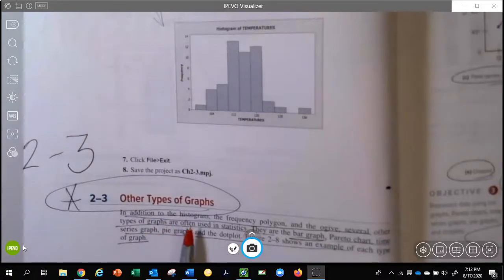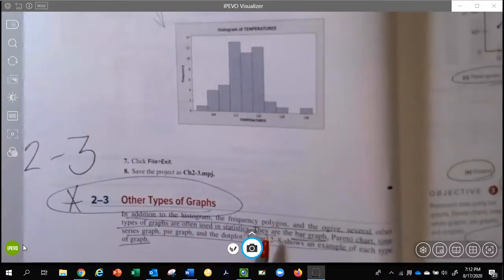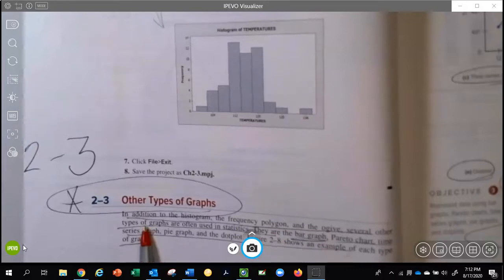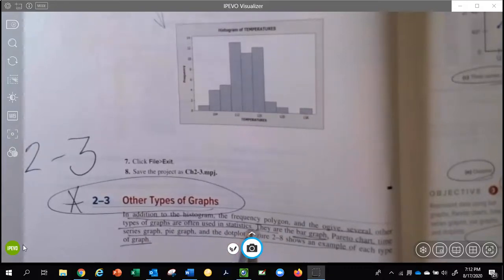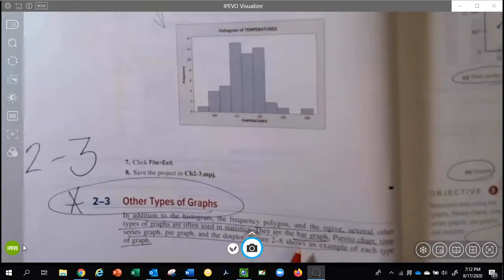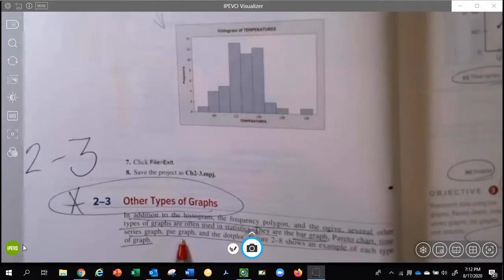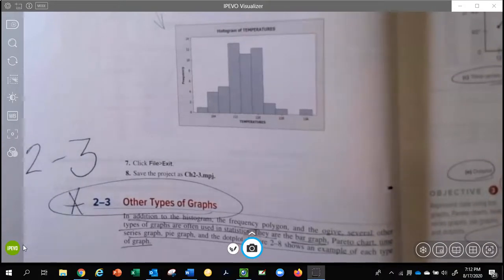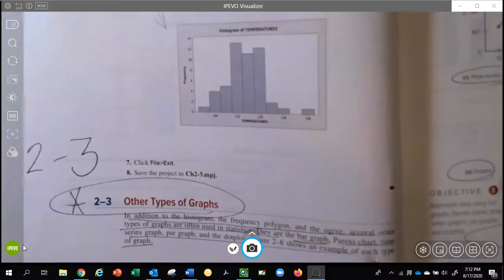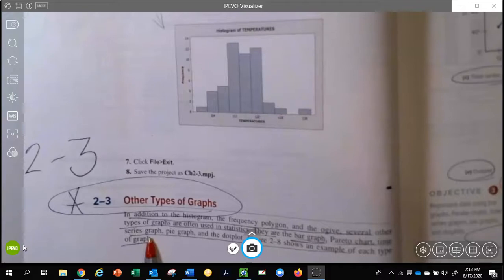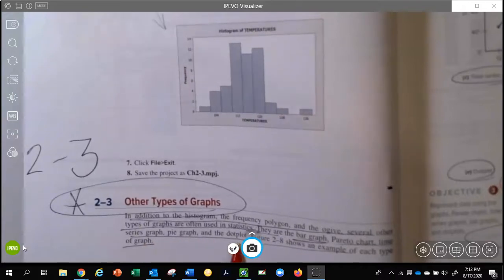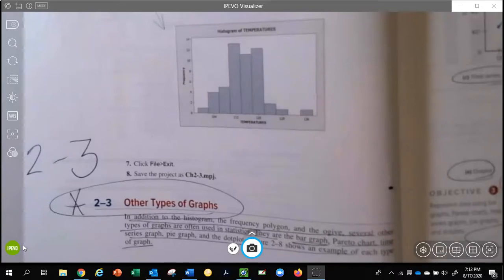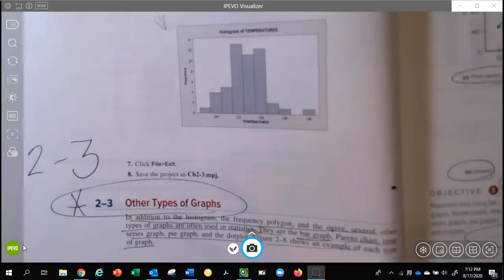In addition to the histogram, the frequency polygon, and the ogive, several other types of graphs are often used in statistics. They are the bar graph, Pareto chart, time series graph, pie graph, and the dot plot. So if you want to hit pause on the video right now and go ahead and get some index cards started or an electronic document started for the bar graph, Pareto chart, time series graph, pie graph, and the dot plot. It says that this next example or figure is going to show an example of each.